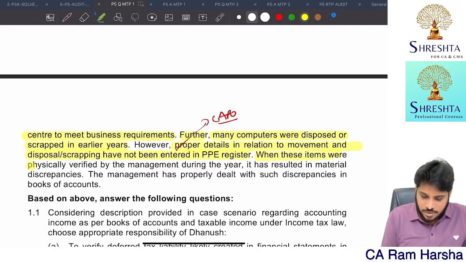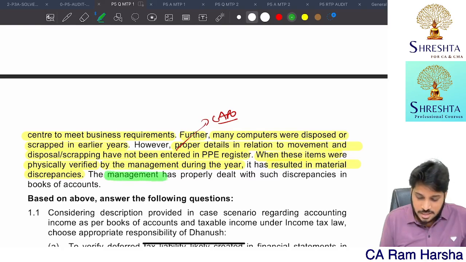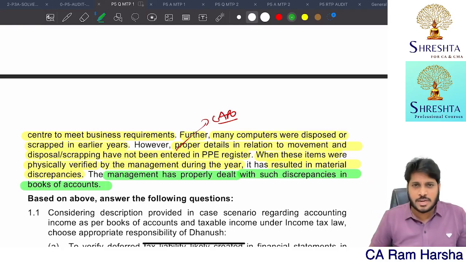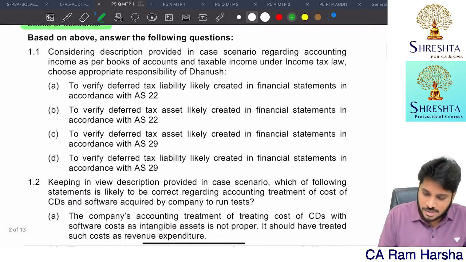When these items were physically verified by the management during the year, it resulted in discrepancies. The management has properly dealt with such discrepancies, meaning they treated them properly in the books of accounts. Fine, let's look at the answer.